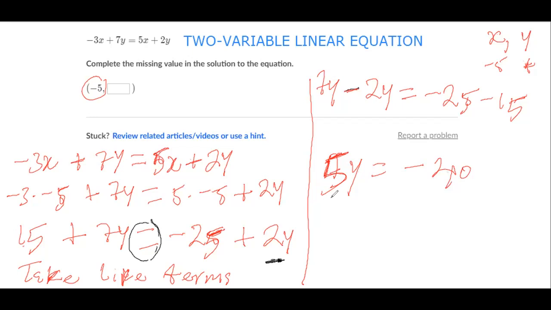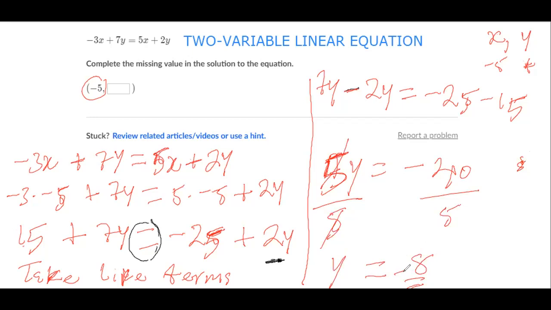So 5y divided by 5, and minus 40 divided by 5. 5 going into 5, we have y. Minus 40 divided by 5 is going to be 8. So y is equal to minus 8, because 40 had the minus. That minus is going to affect everything, I always told you that. Y is negative 8.